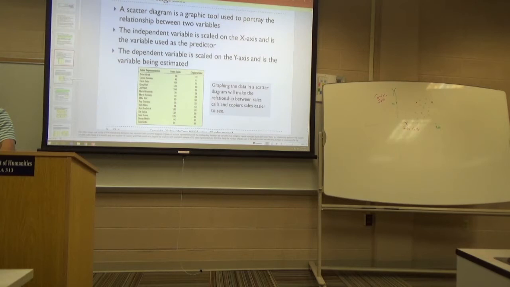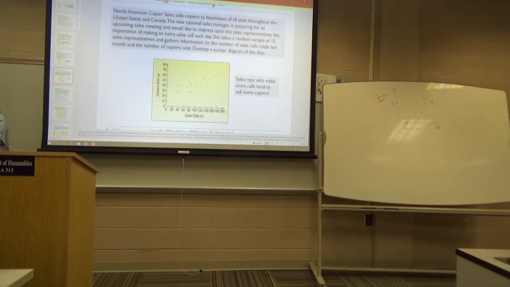Verast, where's he at? 96 and 41, right? So where's his dot? Where's 96? And let's go up to 41, which would be like right here, right? Where would Carlos Ramirez be? He had 40 sales calls. And how many did he sell? 41. So that's Carlos Ramirez right there, isn't it? Everybody see that?